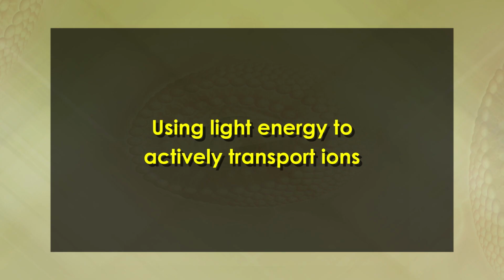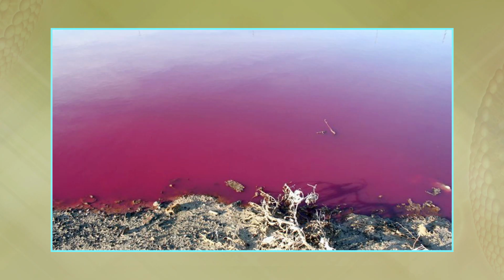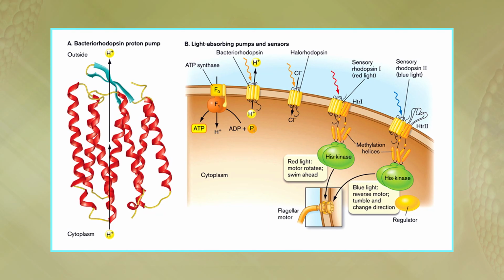Dear students, now let's discuss the active transport done by light energy. Halobacterium salinarium is an archaebacterium that lives in extremely salty environments such as that found in the Great Salt Lake. When grown in anaerobic conditions, the plasma membranes of these prokaryotes take on a purple color due to the presence of one particular protein, bacteriorhodopsin.